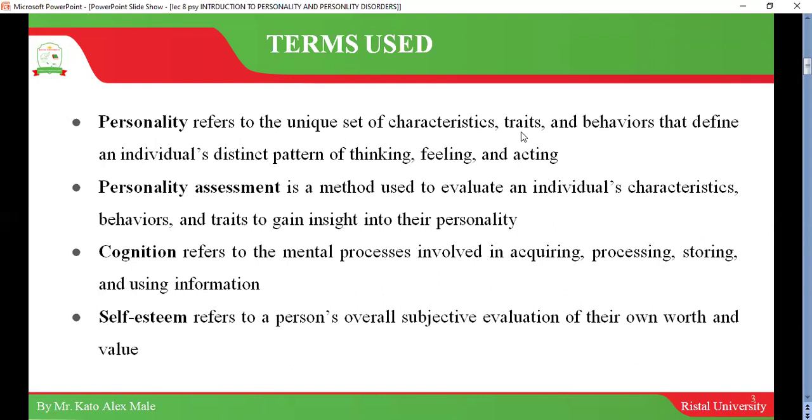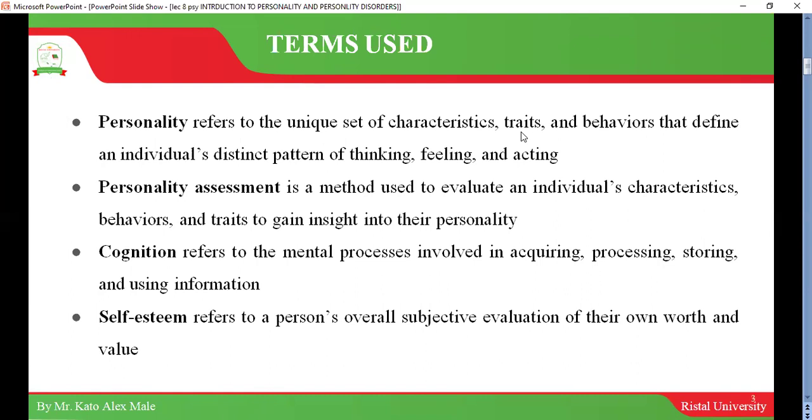Then personality assessment is a method used to evaluate an individual's characteristics, behaviors, and traits to gain insight into their personality. You evaluate, you assess, you examine this individual's characteristics, how they behave. You get it? And you get a better understanding of their personality.